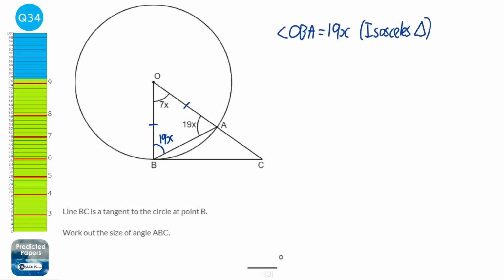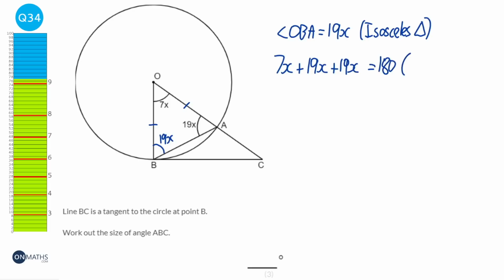Okay, so we know these two are equal. Well, we also can work out x because, as I said before, we have a triangle here, and all angles in a triangle add up to 180. So we've got 7x plus 19x plus 19x equals 180 degrees. And this is angles in a triangle. Try and draw a better triangle, equal 180 degrees. Try and write out these reasons in full.